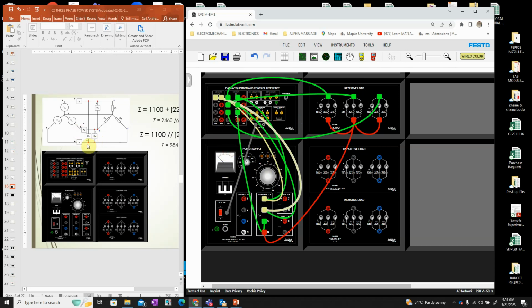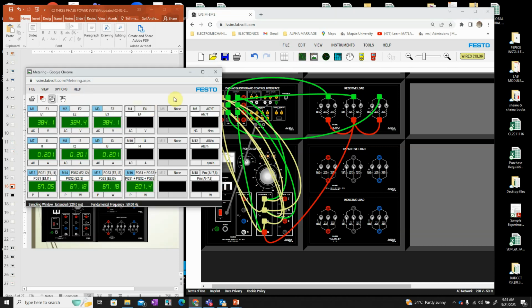E2 is between 5 and 6: positive E2 into 5 and negative E2 connected to 6, right? Now E3 is positive into 6 and negative into 4. This is our E3, positive into 6 and negative connected into 4. Now let's again try to switch on. Okay, and then let's see in the metering.